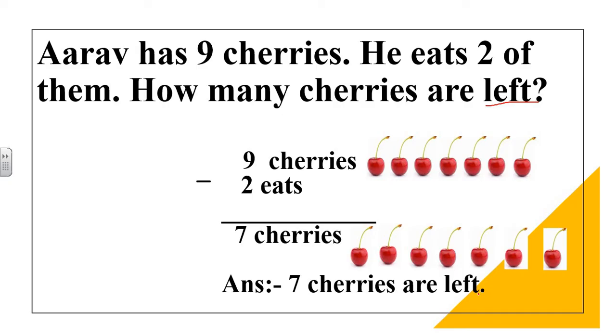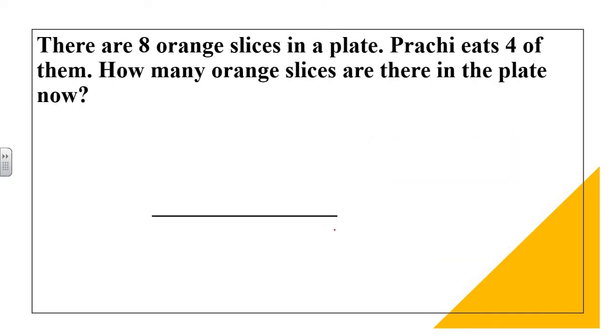Let's move to our second sum. There are 8 orange slices in a plate. Prachi eats 4 of them. How many orange slices are there in the plate now? This is the information we have.